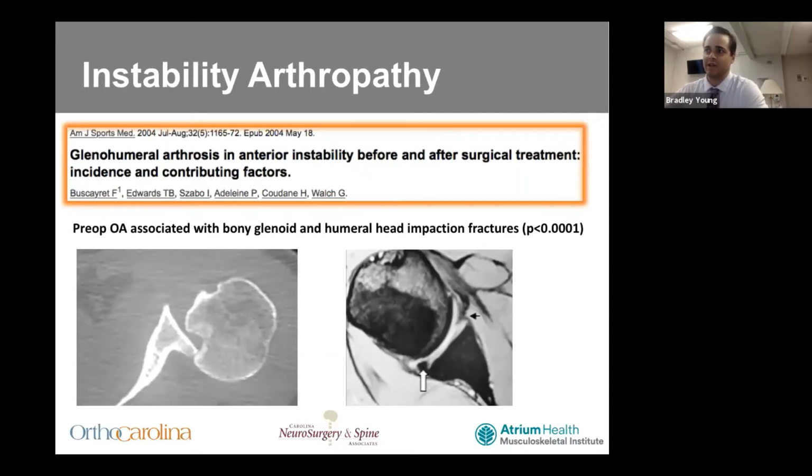So when we're considering traumatic instability with concomitant osteochondral defects, Bankart and Hill-Sachs lesions, this study showed that out of 570 shoulders with a mean age of only 37 years, preoperative radiographic arthritis was significantly associated with these osteochondral lesions.